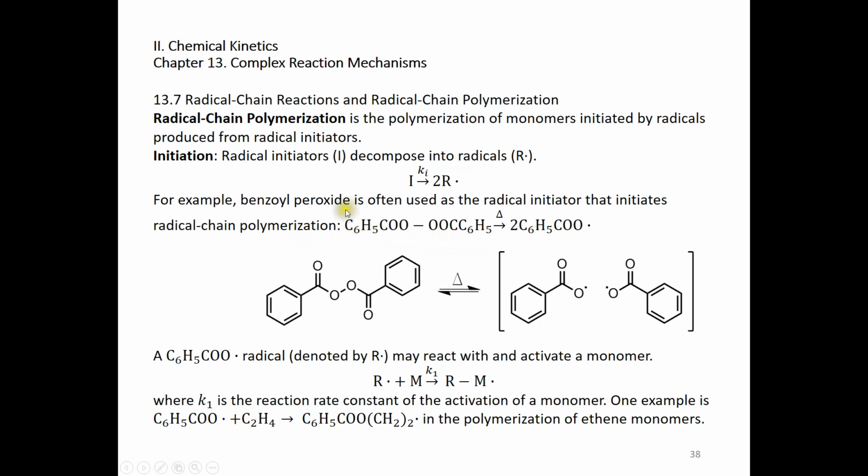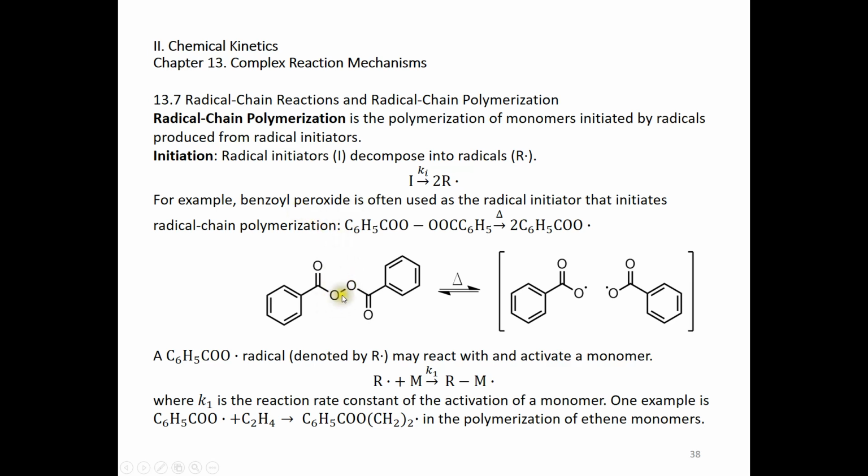You have a benzene here, and then a COO functional group. Same here, benzene and COO functional group. And then in the middle, there's a single bond between this COO and this COO. The structure looks like this: two benzene rings, two carbonyl groups, and in the middle you have oxygen single bonded to oxygen. So it's called peroxide.